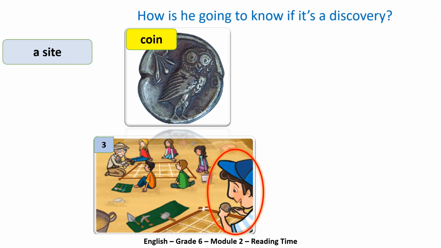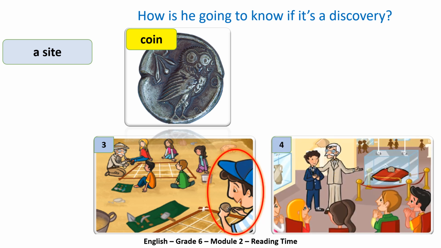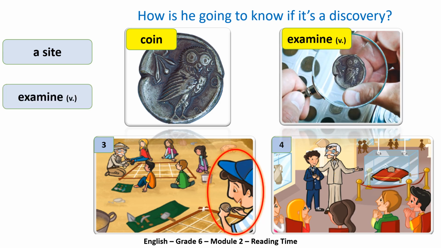So, how is he going to know if it's a discovery? In other words, how is he going to know if this coin is a precious one that people will be interested in? Simply, he's going to examine this coin to see if it's original or not. So let's revise these 2 words. A site, examine.